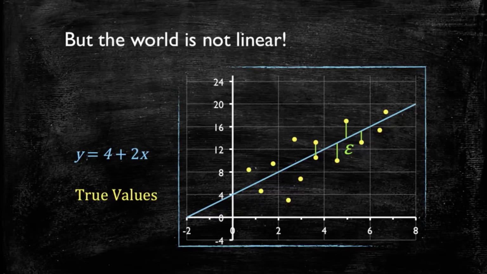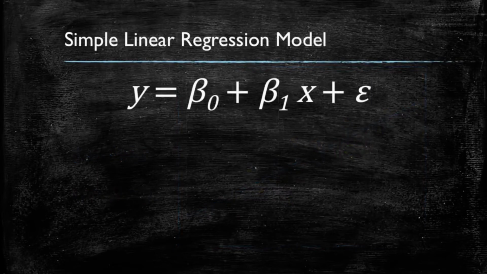And what linear regression is going to do is try to draw a line that minimizes these errors. But the important aspect we're going to take away now from this is that our linear regression model must include this error in it. So this is how our linear regression model looks. It is y equals beta 0 plus beta 1 times x plus the error term.